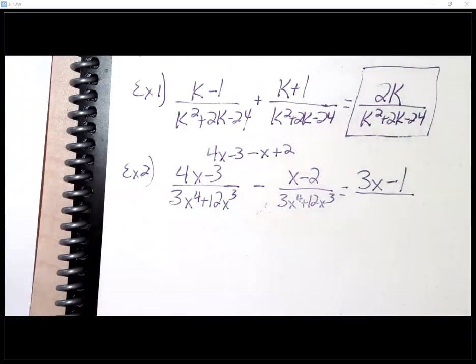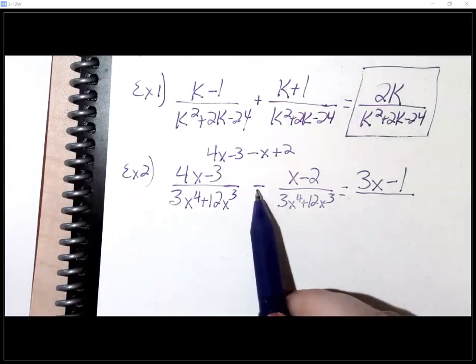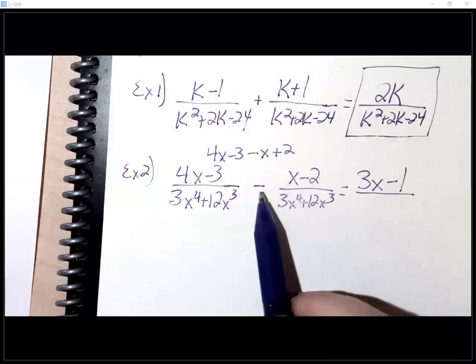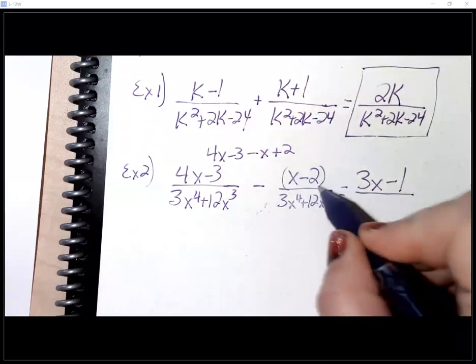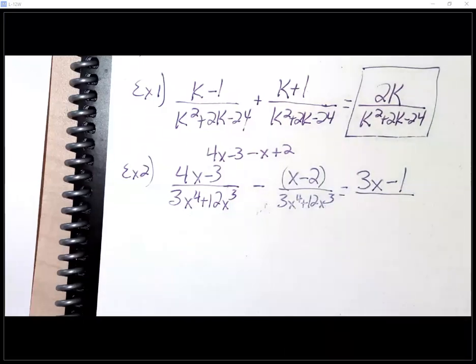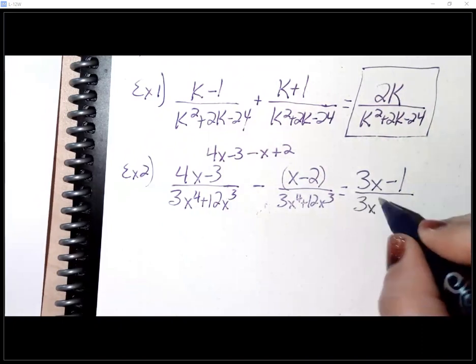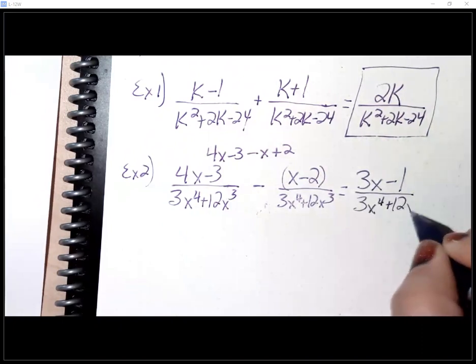You have to make sure that the negative 2 that was there actually turns into a plus, because you're subtracting the whole thing. That is such a common mistake. Kids will only subtract the x and then leave that 2 as it was. You can't. You have to subtract whatever that numerator is. If there are 3 pieces, you'd have to distribute the negative to all of them. So be real, real careful with the subtraction, okay? And the denominator stays the same, 3x to the 4th plus 12x to the 3rd.